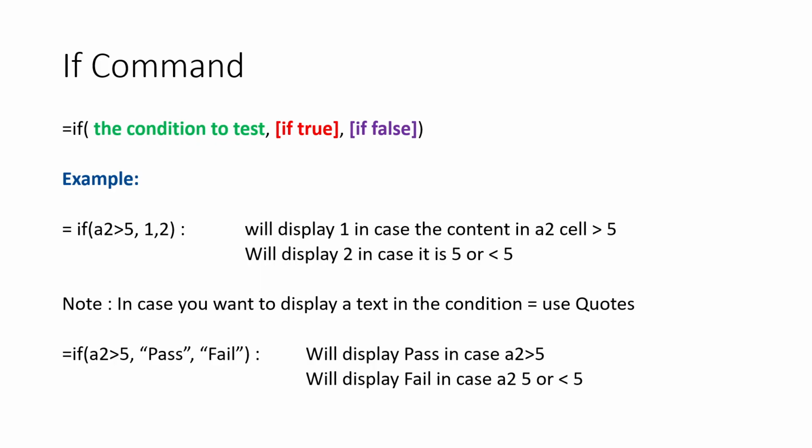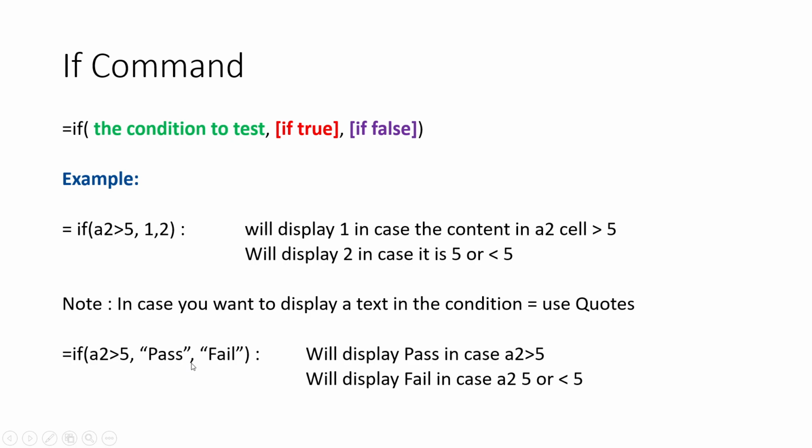But supposing I want the output as a text, like pass or fail. If the condition is true, I should get a response of pass, and if the condition is not true, I should get a response of fail. To differentiate it as a text, we need to put quotes around the text. So the formula will be equals A2 greater than 5, comma, then put quotes and write pass and close the quotes. Put a comma.